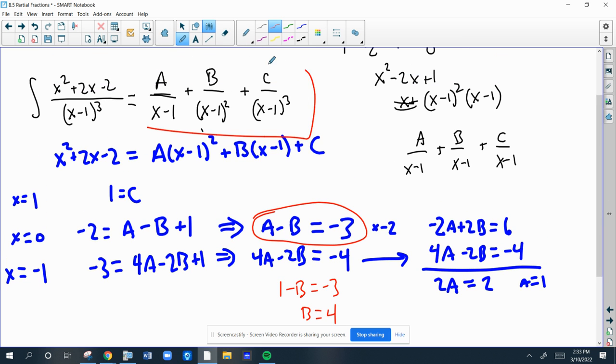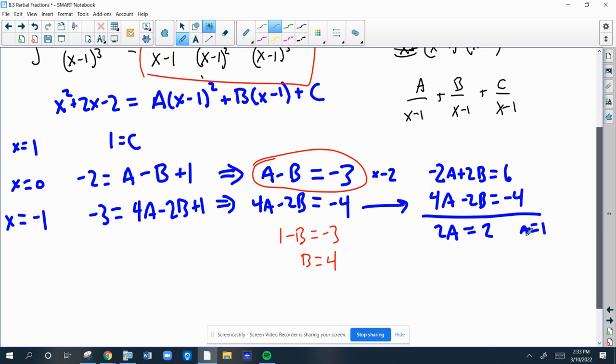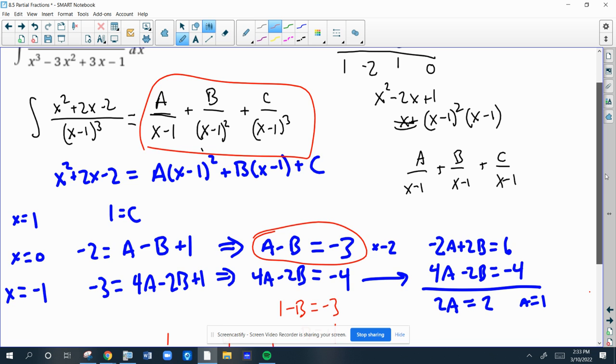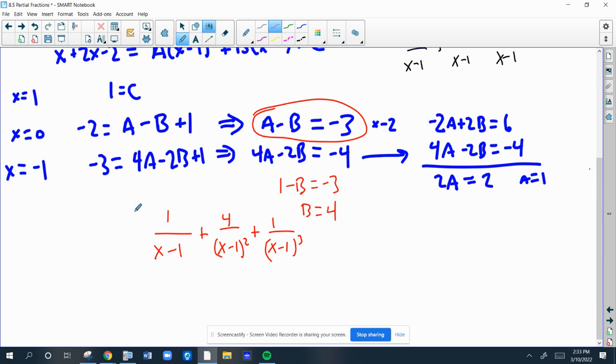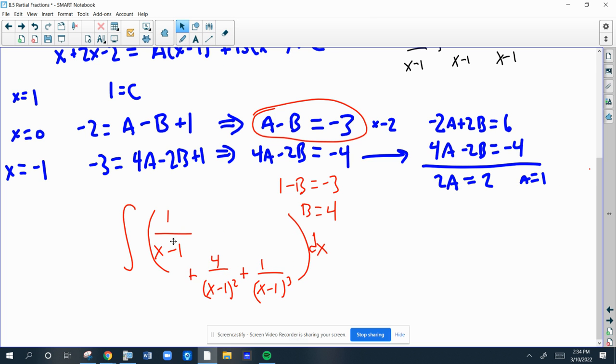So now I'm going to write my partial fraction decomposition, which would be a over x minus 1, plus b over x minus 1 squared, plus c over x minus 1 cubed. So that should be equivalent to the original one, assuming I did everything right. So now we're just going to integrate that. Hopefully this works out well. We'll see.